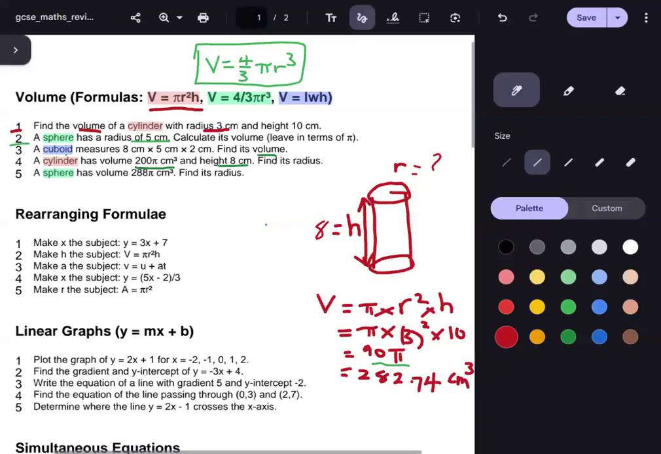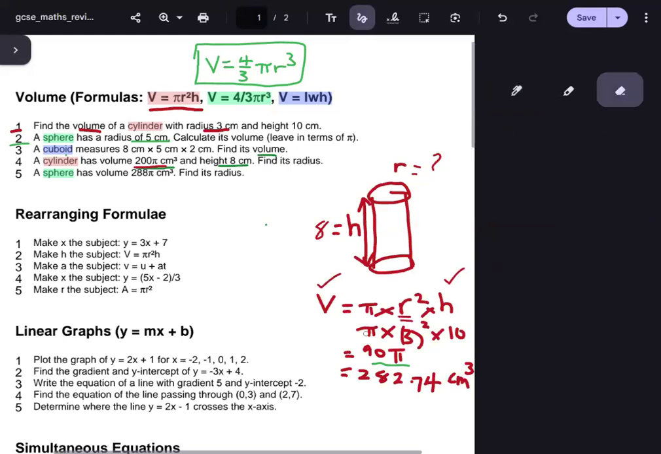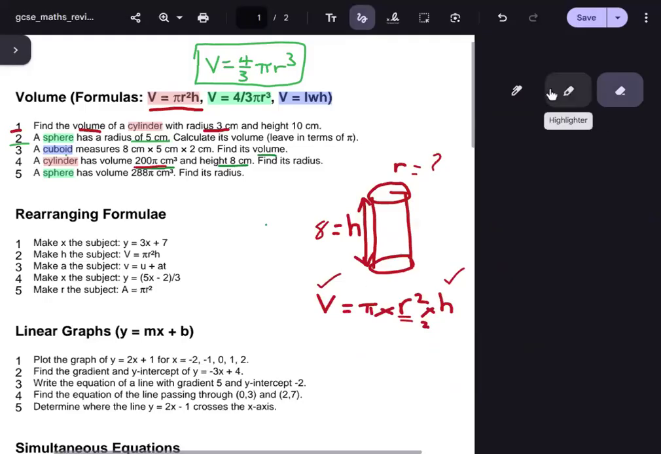And we're being given the volume. So the volume is 200 pi. So we're given the volume and we're given the height. That means in this formula, you need to make the radius the subject of the formula and calculate that radius using the height and the volume. Can you attempt this question? And then if you need help, you can tell me and I'll help you with it.